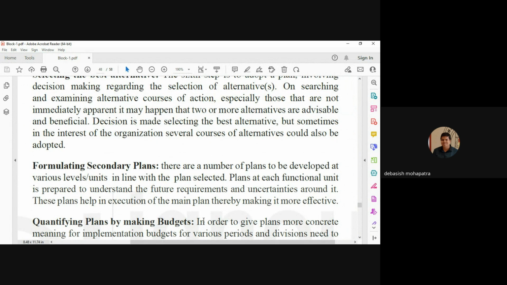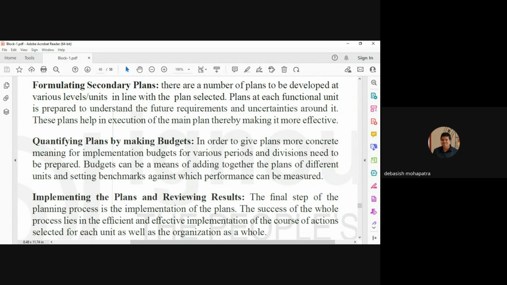Then formulating secondary plans. There are a number of plans to be developed at various level units in line with the plan selected. Plans at each functional unit are prepared to understand the future requirements and uncertainties around it. Then quantifying plans by making budgets. In order to give plans more concrete meaning for implementation, budgets for various periods and divisions need to be prepared. Budgets add togetherness to the plans of different units.